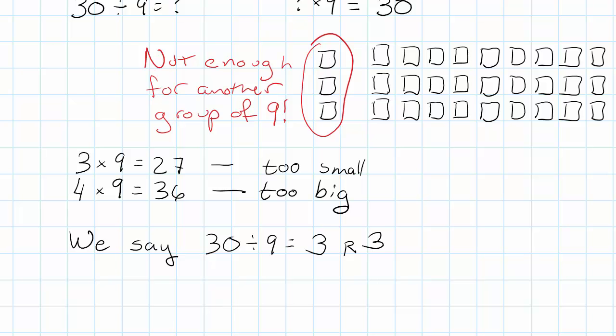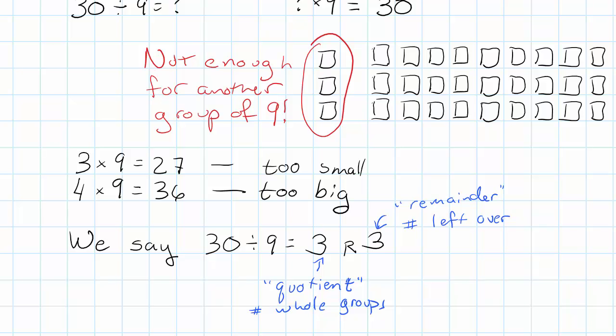This first number is called the quotient. That's how many whole groups there are. And the second number is called the remainder. And that's how many are left over. And this remainder thing is going to turn out to be useful.